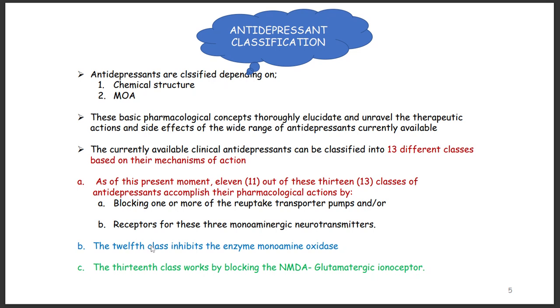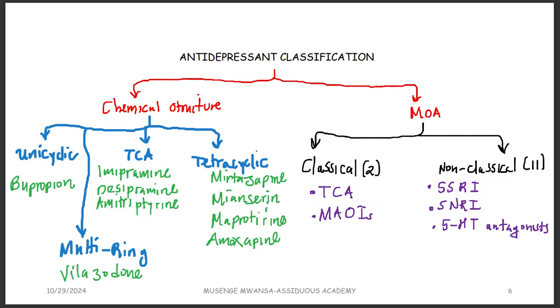And then the 12th one is going to inhibit the monoamines. So it will be the MAO inhibitor. Not preventing the reuptake, but preventing the enzyme that breaks down these monoamines. And then the 13th one will be working on the glutamate, the NMDA, like the same ketamine that we have talked about. So on the classification of the antidepressants, we have got chemical structure and mechanism of action.